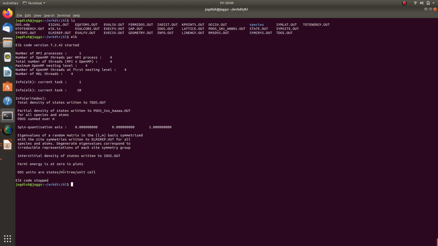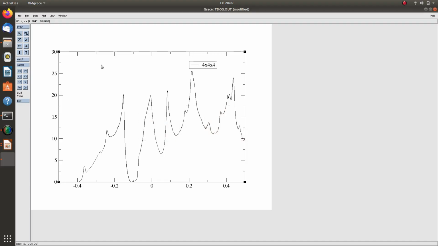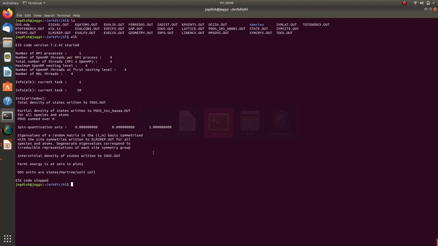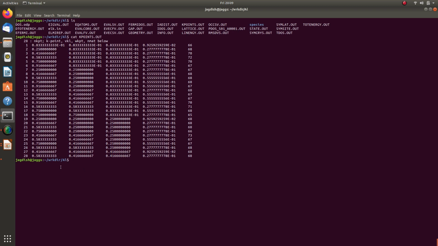Density of state is dN by dE. I hope you remember this graph, dN by dE. So the electronic density of states is a number: how many states per unit energy, meaning Hartree, per unit cell, meaning the unit cell which we have used in the elk.in file. How many k points this time? It is 28. So let us plot the density of state.